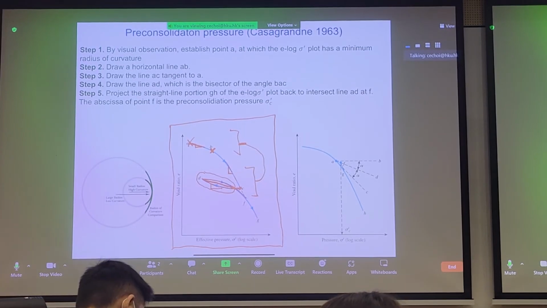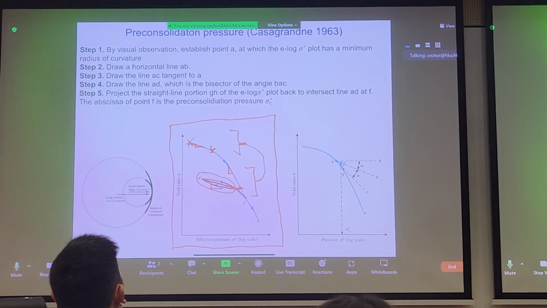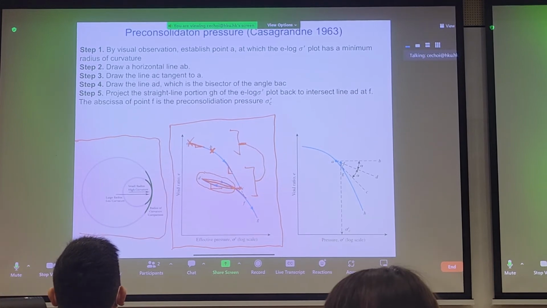So if you ever have to get the pre-consolidation pressure, of course you can eyeball it. I don't think it'll be substantially off if you eyeball it, but there are instances where these curves are not as easy as this theoretical classroom example. So the first step is, well, establish point A, which is apparently the point of minimum radius of curvature. And if you're not sure what a large radius of curvature or a small radius of curvature looks like, you can look at this diagram here.